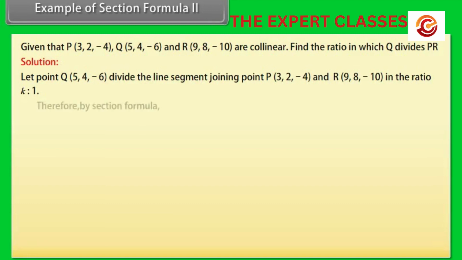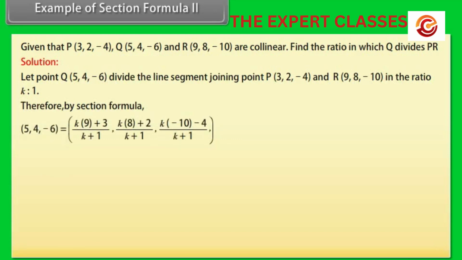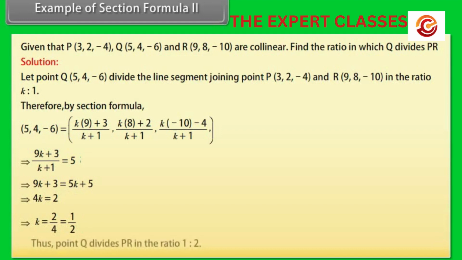Therefore, by using the section formula we get (5, 4, -6) = ((9k + 3)/(k + 1), (8k + 2)/(k + 1), (-10k - 4)/(k + 1)). On solving for k, we get k = 1/2. Thus, point Q divides PR in the ratio 1:2.